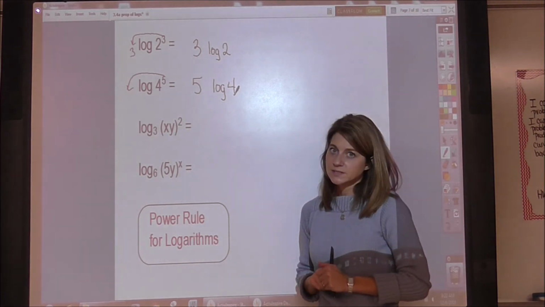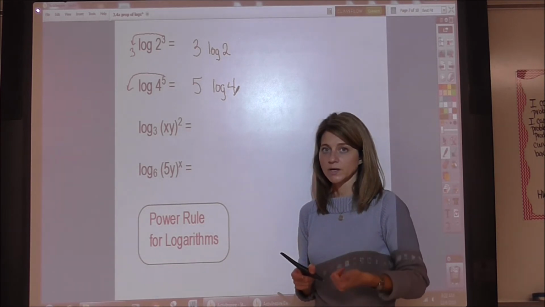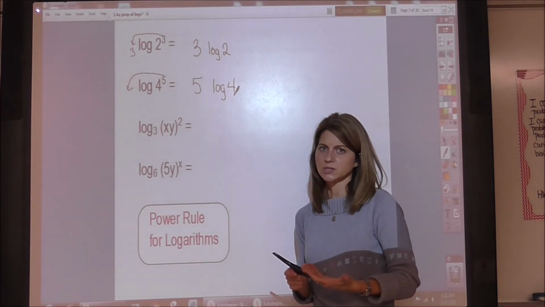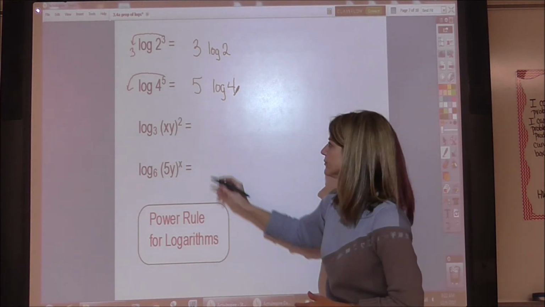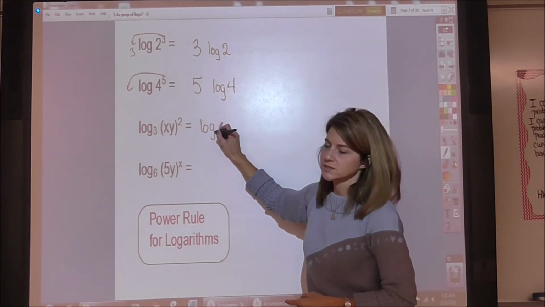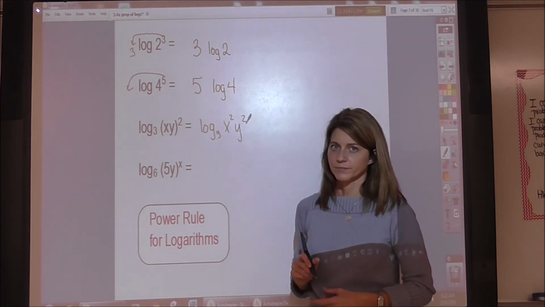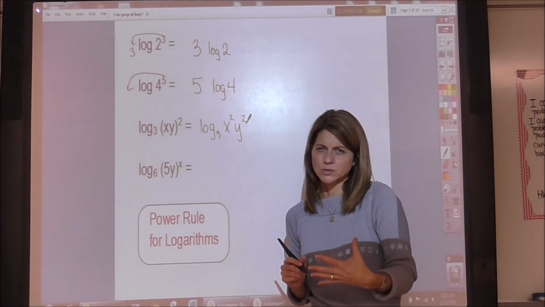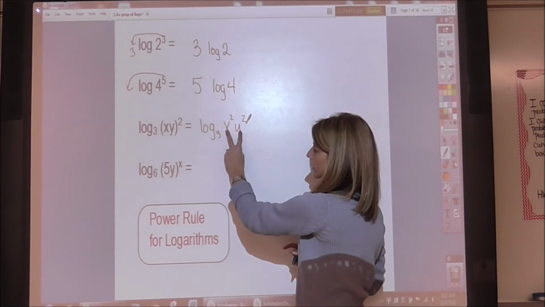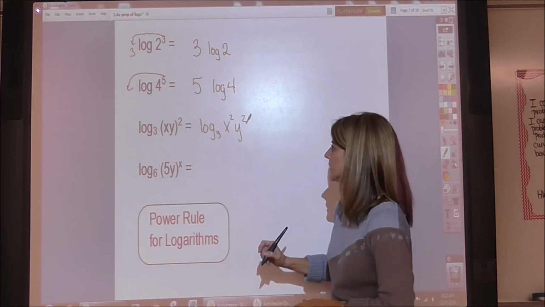So what happens in this next one? It says log base 3 of xy quantity squared. I'm going to change that just a little bit first. What is being squared in this problem? Well, all of it is. So this is log base 3 of x squared and y squared. So now when I expand it a little bit, I actually have two things going on. I have a multiplying problem and I have exponents. So kind of one at a time.